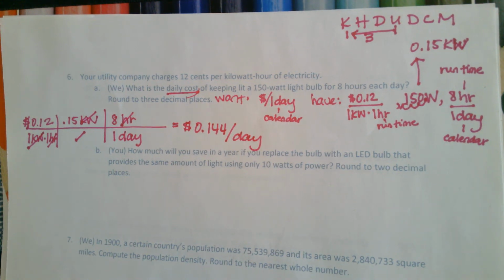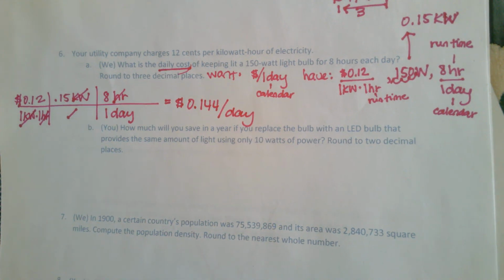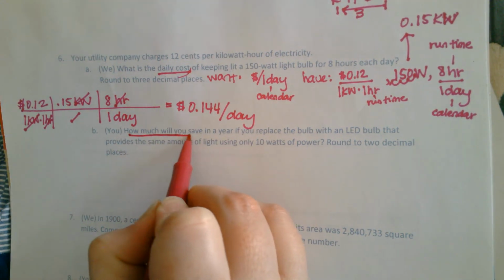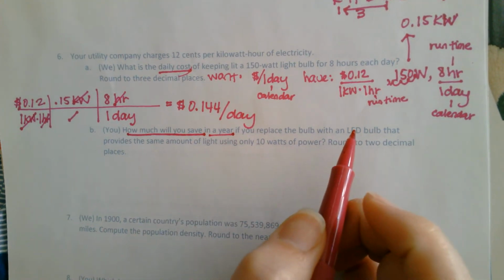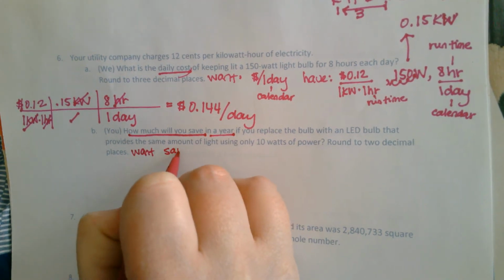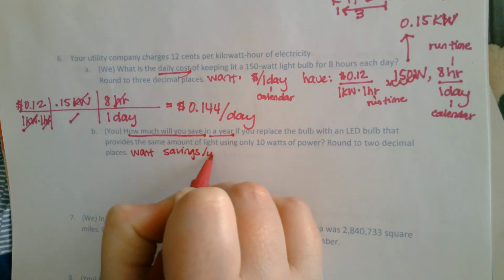Okay, for part B, I'm going to start it and I'm going to have you finish it. So for part B, this is how much will you save in a year if you replace the bulb with an LED bulb that provides the same amount of light using only 10 watts of power, round to 2 decimal places. Okay, so it wants to know how much will you save in a year.